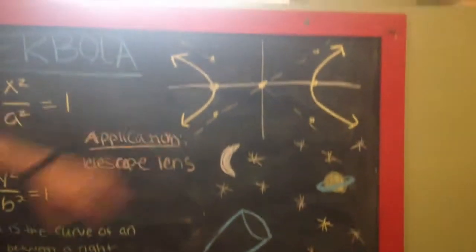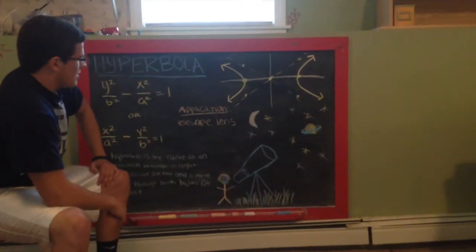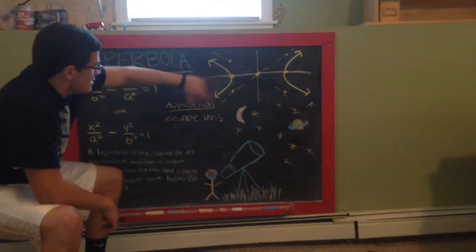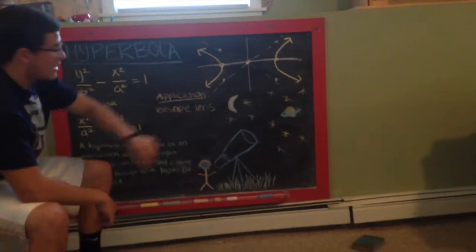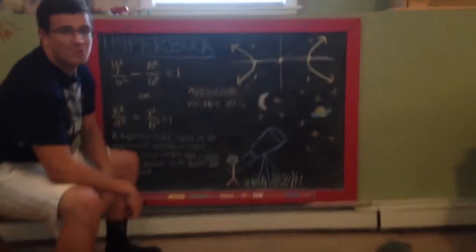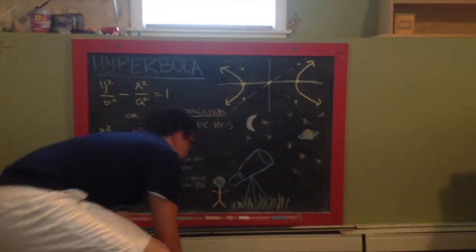Right up here, we have the graph of a hyperbola. The graph of a hyperbola, right here, as you can see, is facing outward both ways, but don't forget, it can also go up and down as well. And right here, we have an example of our application.